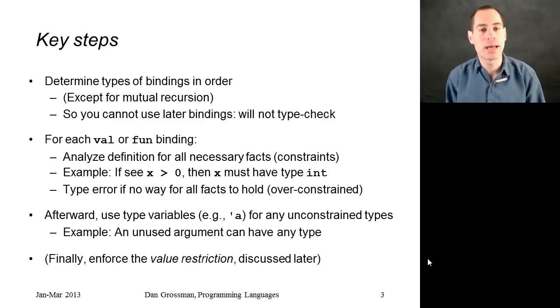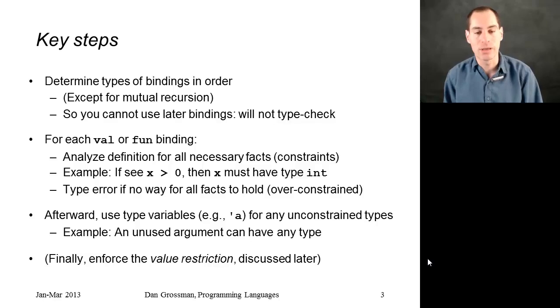So here are the key steps we're going to see for every example we do. This is how ML type inference works. First, it determines types of bindings in order. So unless you have mutual recursion, in which case it needs to look at all of the things that call each other at the same time, as we'll see in a later segment, you look at the first binding, infer the type for it, then the next binding, infer the type for that, and so on.